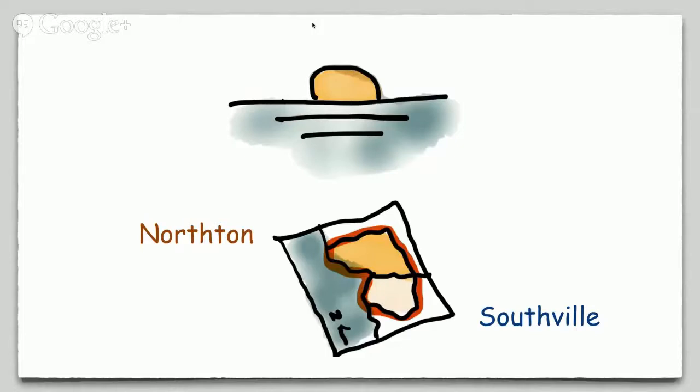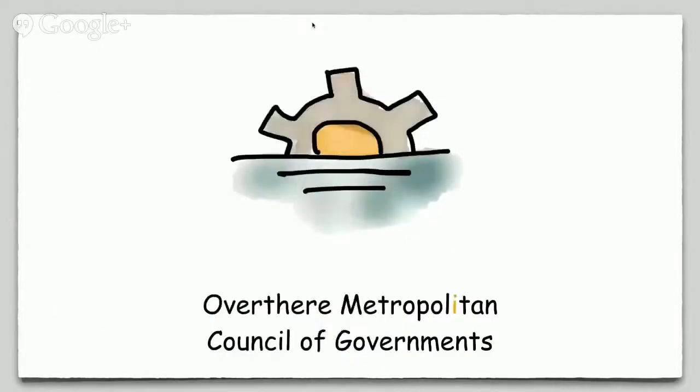They're about to embark on a streetcar project that spans the two cities, and they want to coordinate the transportation and land use in their region. So decades ago, they created the Over There Metropolitan Council of Governments to manage this process. Oh my COG.